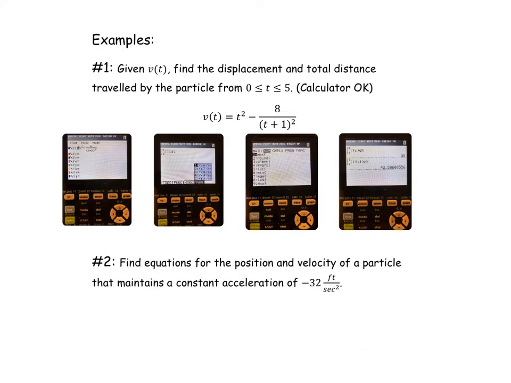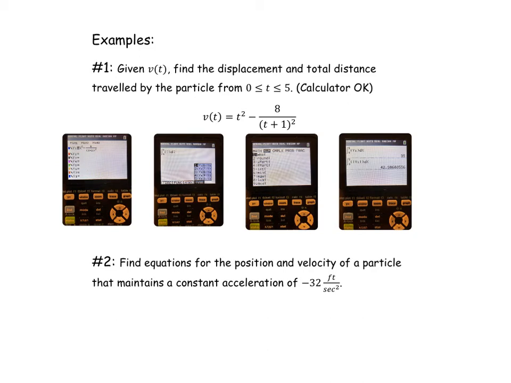Okay, given the velocity function below, t squared minus 8 over t plus 1 squared, find the displacement and total distance traveled by the particle from 0 to 5. Calculator is good to go on this one, obviously. With a function like that, we probably wouldn't put you through the pain and hassle unless we didn't like you.